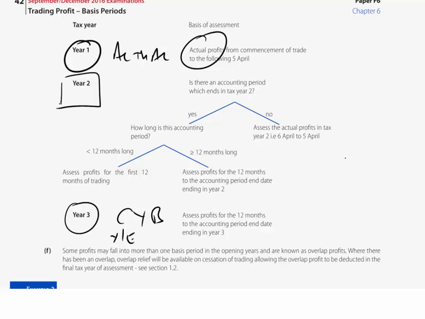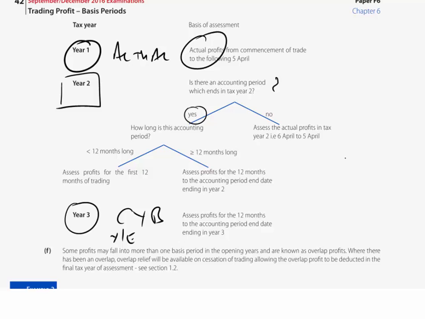So in that second year, what was the first question? That first question: do we have any accounting period whatsoever? Whether short, long or 12 months, do we have any accounting period ended in that second tax year? Now the answer to that, as we've seen so far, was yes.